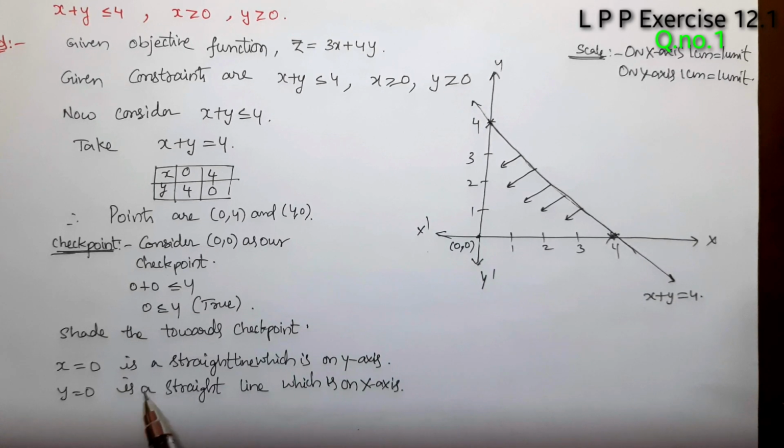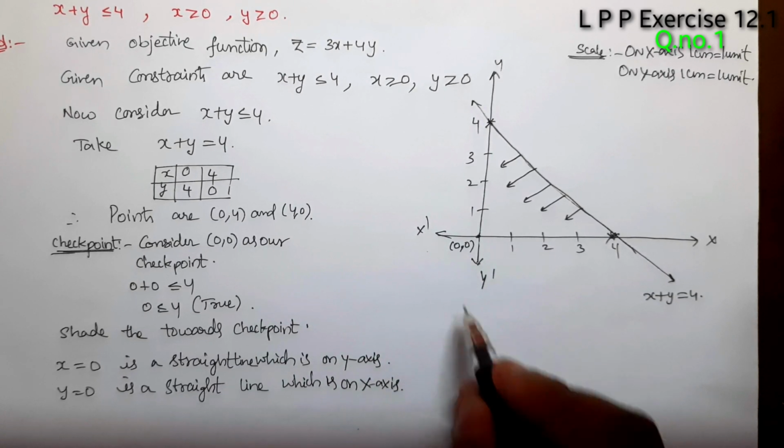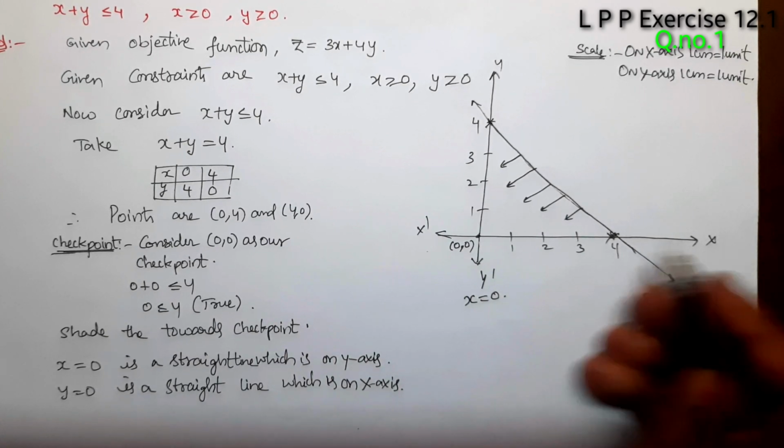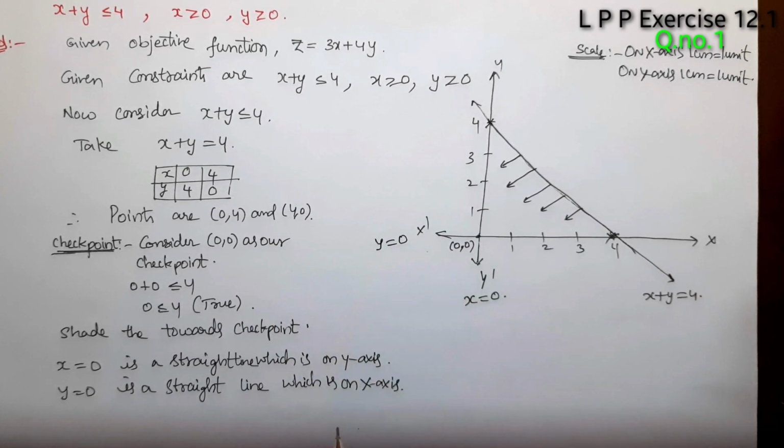Similarly, the next line is x equal to 0. X equal to 0 means what? Y axis. So this is the y axis. Next, y equal to 0 means x axis. This is the y equal to 0 line.